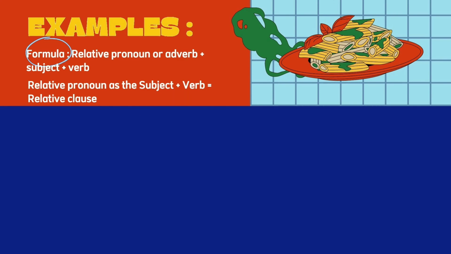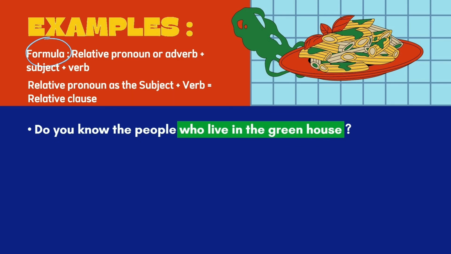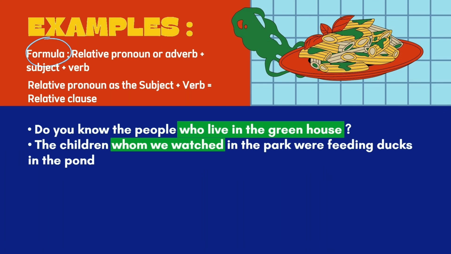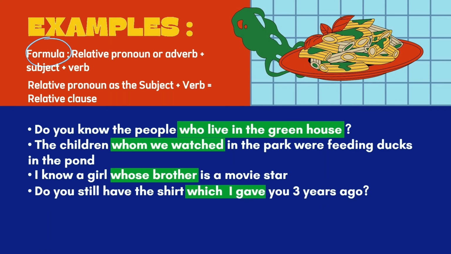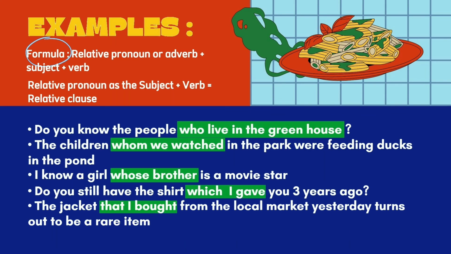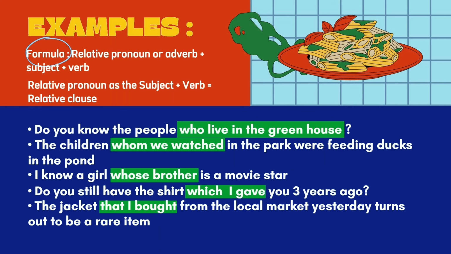Okay, next, the examples. Who? Do you know the people who live in the greenhouse? Whom? The children whom we watch in the park are feeding ducks in the pond. Whose? I know a girl whose brother is a movie star. Which? Do you still have the shirt which I gave you 3 years ago? That. The jacket that I bought from the local market yesterday turns out to be a rare item.